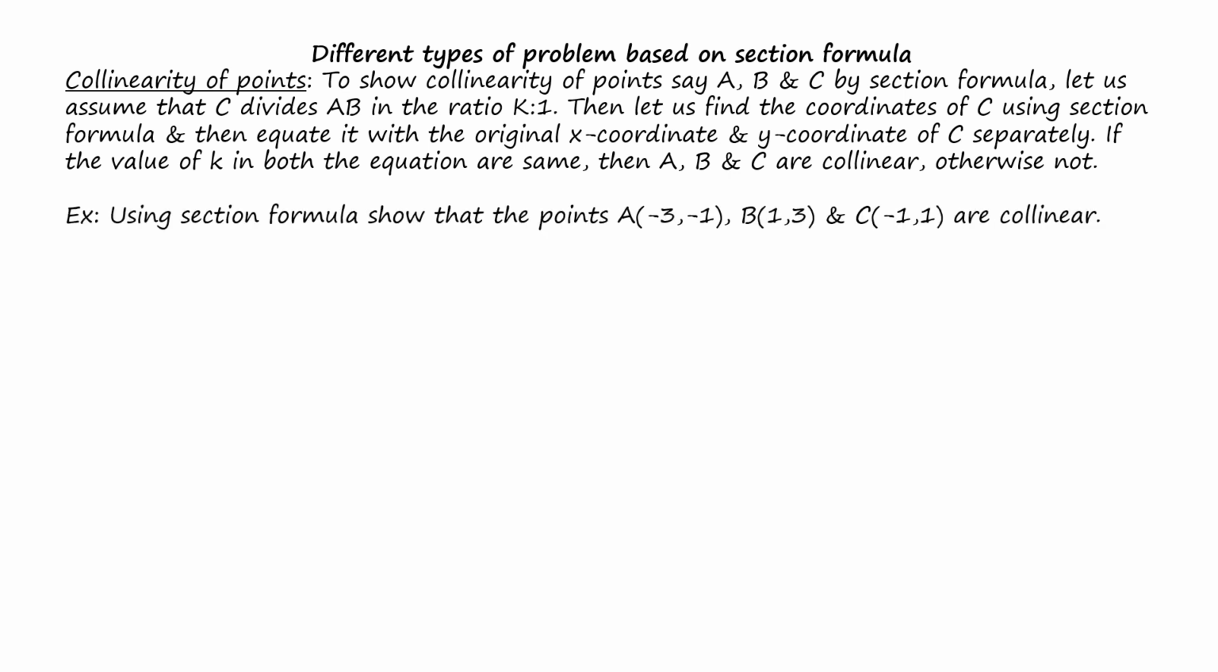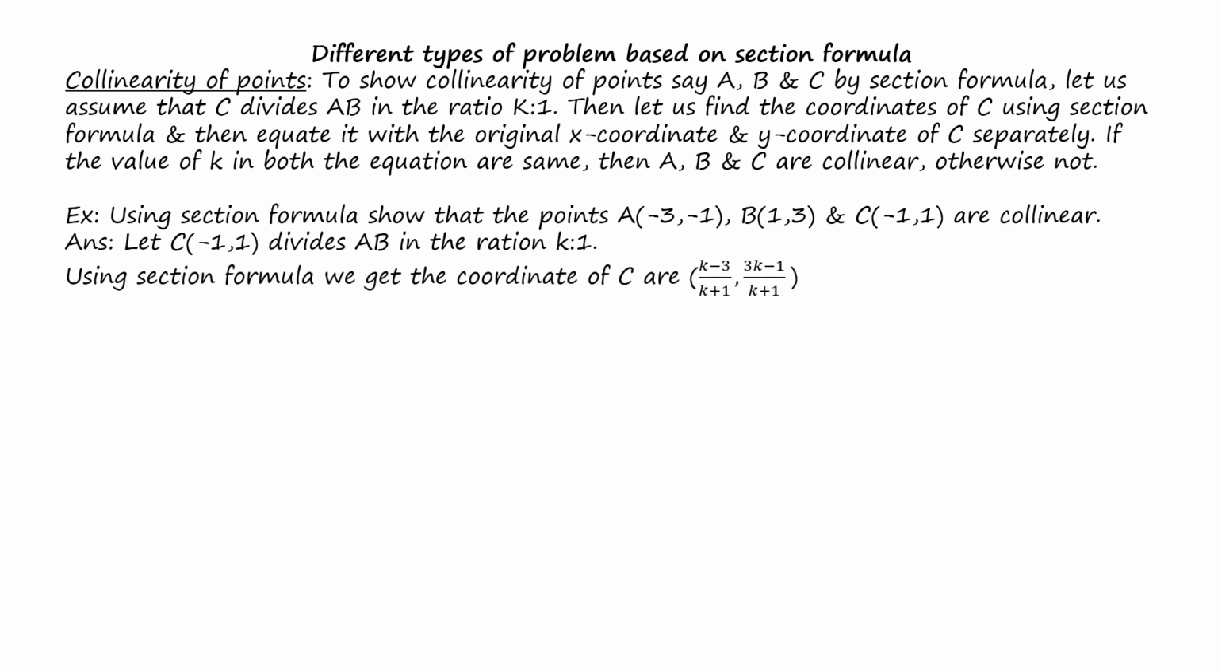Using the section formula, show that the points A(-3, -1), B(1, 3) and C(-1, 1) are collinear. Let C(-1, 1) divide the line AB in the ratio k is to 1. So using the section formula we can write the coordinates of C as ((k - 3)/(k + 1), (3k - 1)/(k + 1)), or (-1, 1) equals ((k - 3)/(k + 1), (3k - 1)/(k + 1)).